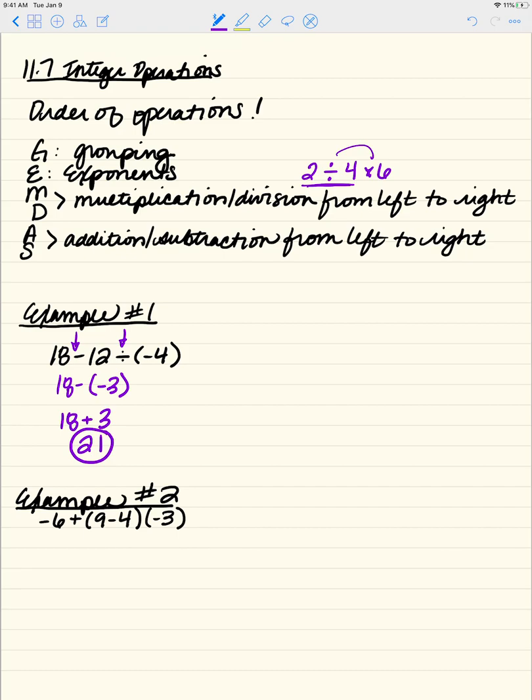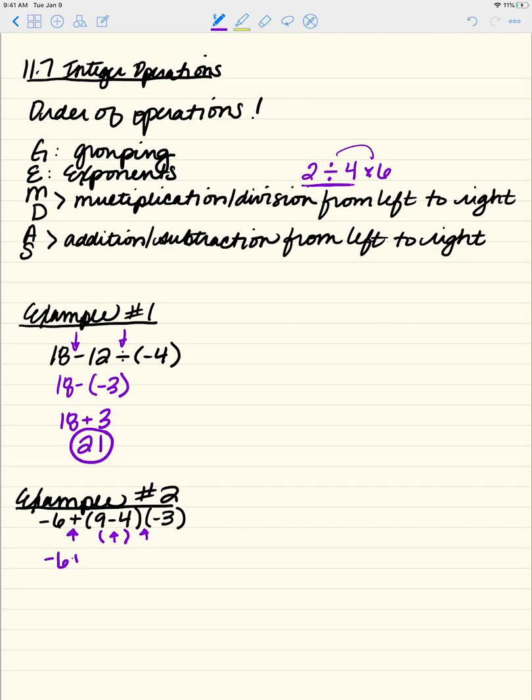Okay, example number 2. Negative 6 plus 9 minus 4 in parentheses times negative 3. First, we're going to identify what operations we have. We have addition, we have subtraction, but subtraction is happening within some parentheses, and then we have multiplication happening right here. So we're going to do what's happening in our parentheses first.